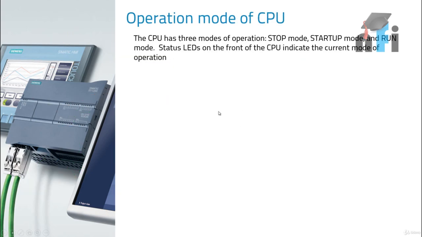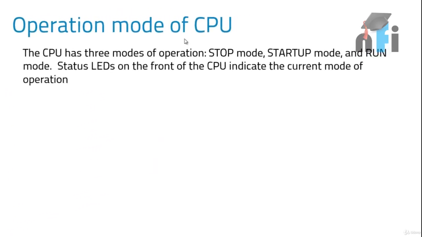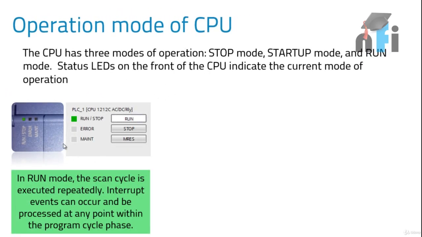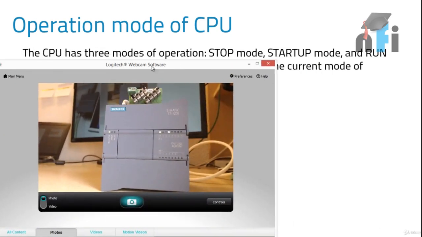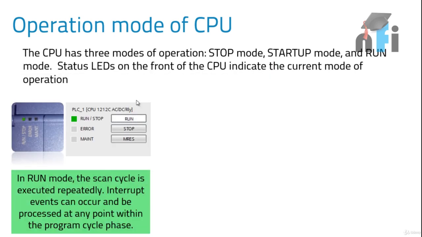Okay, so let's proceed to the operation mode. Let's see in more detail about the operation modes. So we have initially the run mode. Now in run mode, you have this green LED on. As I showed you in my video as well, this is my run mode. So this green LED is on. In run mode, scan cycle is executed repeatedly. As I told you in the last slide, interrupts can occur and be processed at any point within the scan cycle phase. So interrupts can occur as well.